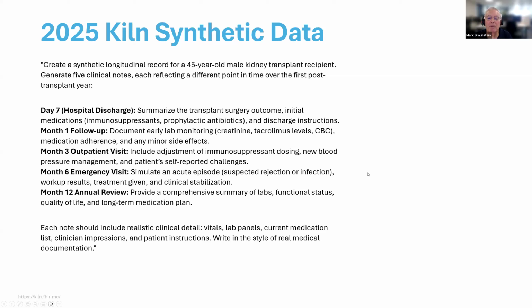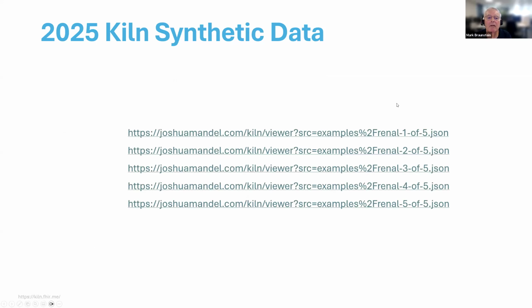This is an actual prompt that Josh put together. I asked him for one that would provide a longitudinal record of a patient, and he added that to Kiln. So here it's a 45-year-old male kidney transplant recipient, and we want notes over these 5 time points. And he specified what he wants in them. And it produces 5 FHIR bundles. You can actually go get them if you want.